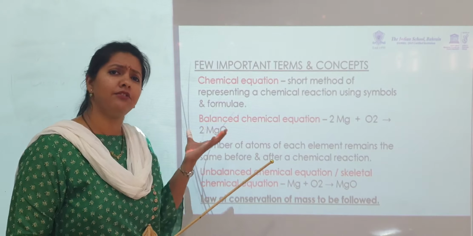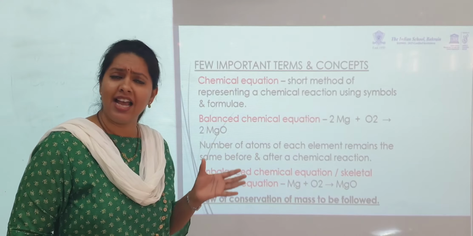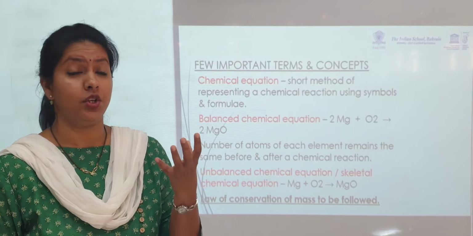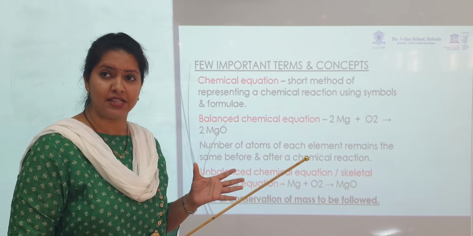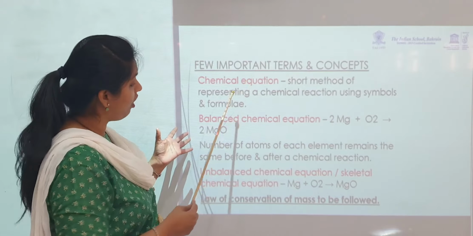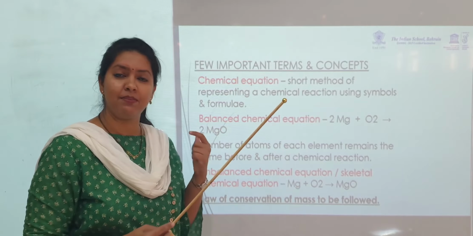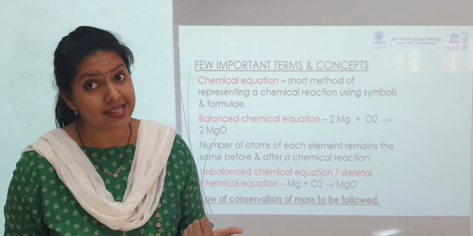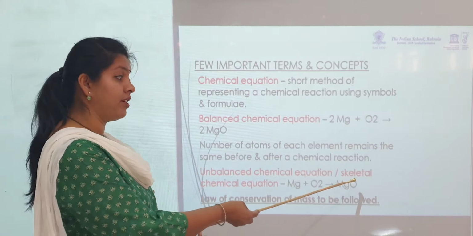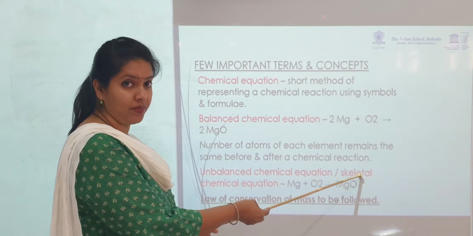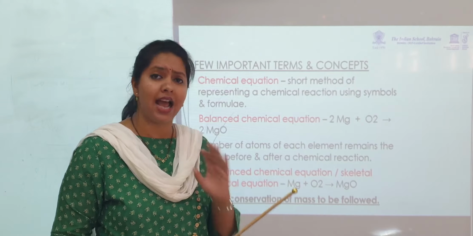Let us now understand few important terms and concepts that we are going to deal with. Chemical equation. I have just now mentioned that when I write an equation using words, we call it a word equation. A chemical equation is a short method of representation, either by using symbols or by using formula. It's a short way of presenting it. Now this chemical equation can be in two forms. You can either have a balanced equation or an unbalanced equation. An unbalanced equation is also referred to as a skeletal equation.